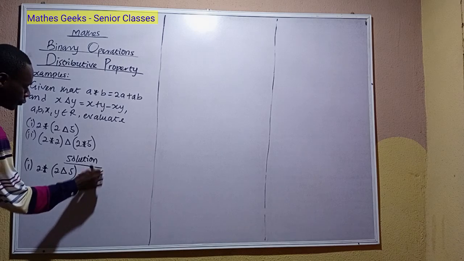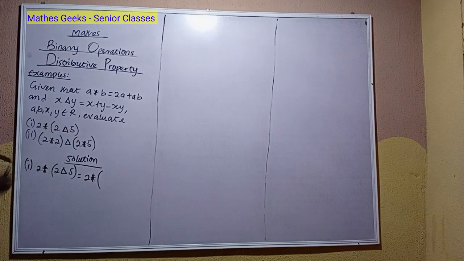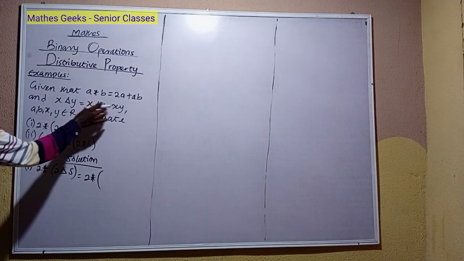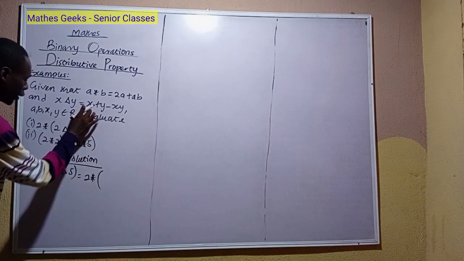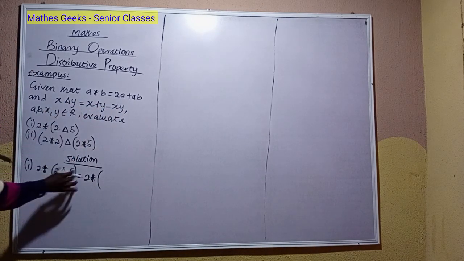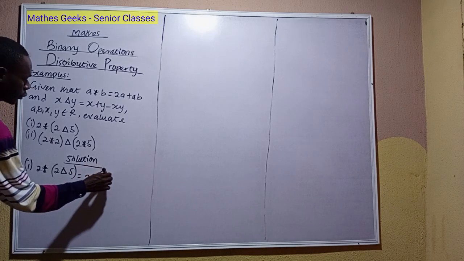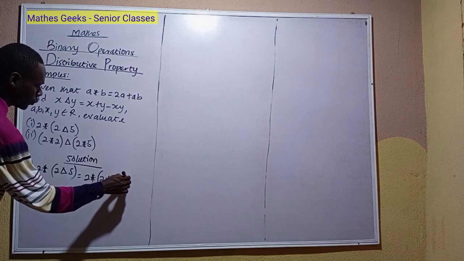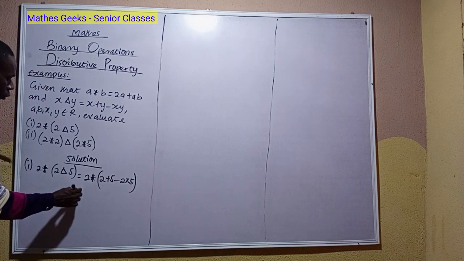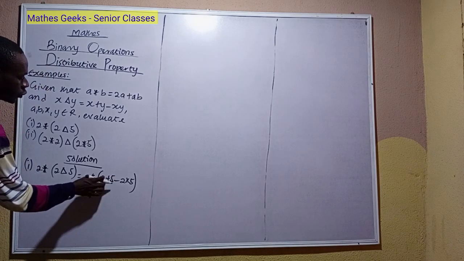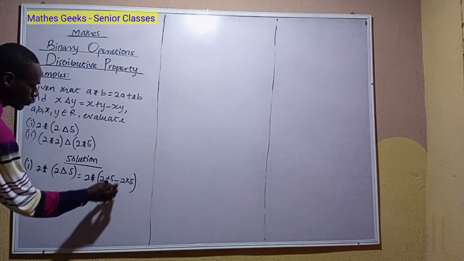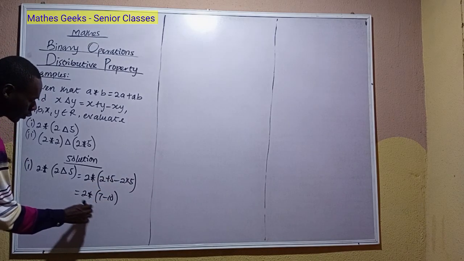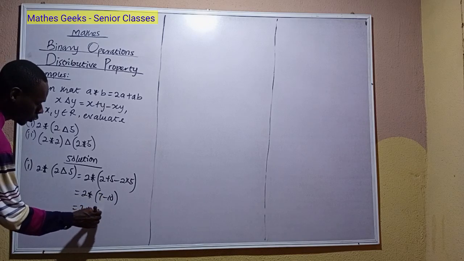2 ∇ 5. This operation is x ∇ y equals x plus y minus xy, where x is 2 and y is 5. So 2 plus 5 minus 2 times 5. And this will give us 2 star, 2 plus 5 is 7, minus 2 times 5, 10. So this will give us 2 star, 7 minus 10 is minus 3.